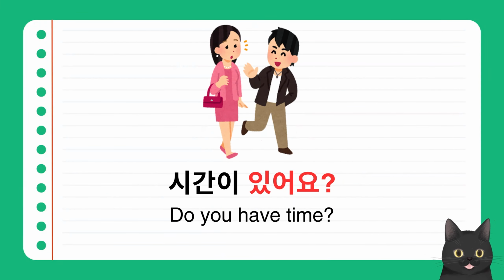시간이 있어요. Do you have time? You are simply asking if the person has time. Maybe not simply asking, he's flirting, I guess. The second usage of 있다 is pretty simple, right?